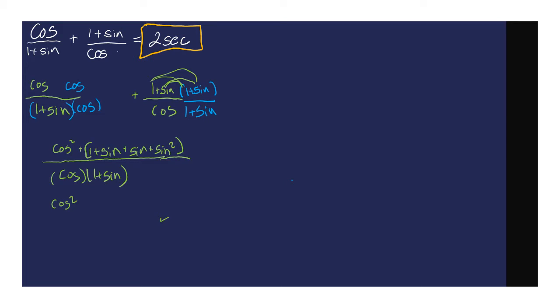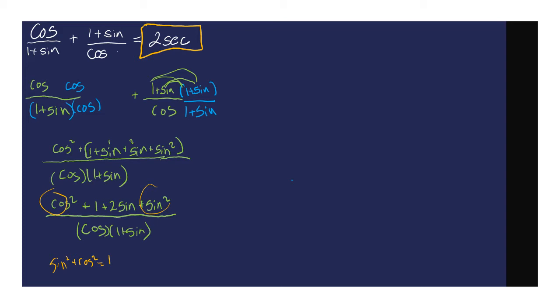So we're going to clean the top up just a little bit to give us cosine squared plus 1 plus 2 sine plus sine squared all over cosine times 1 plus sine. All right, so now if we use our Pythagorean identities, we have sine squared and cosine squared, and so that gives us 1. So sine squared plus cosine squared equals 1.